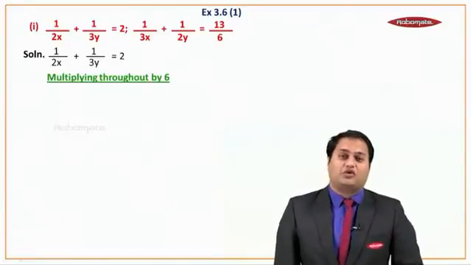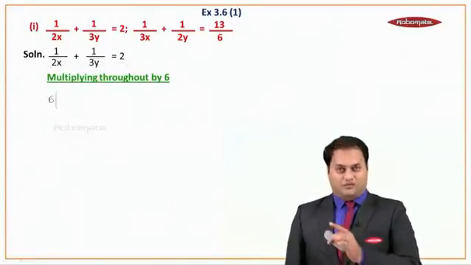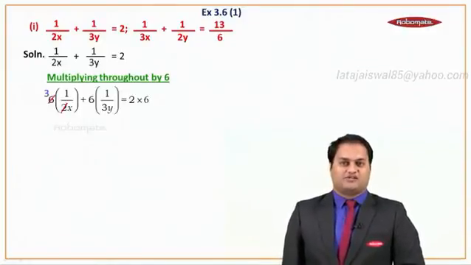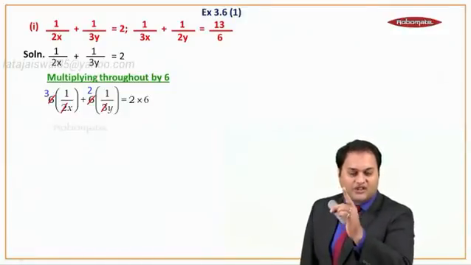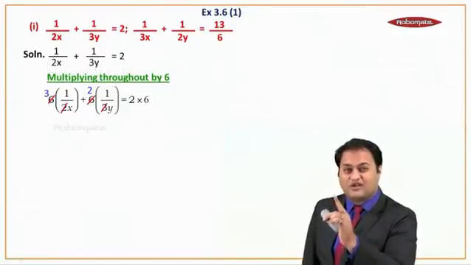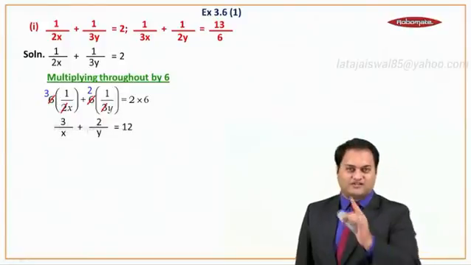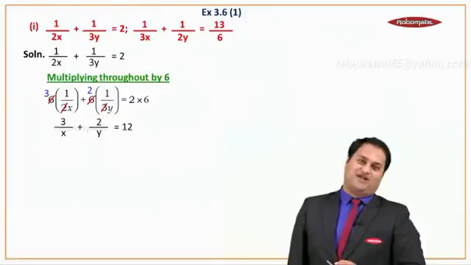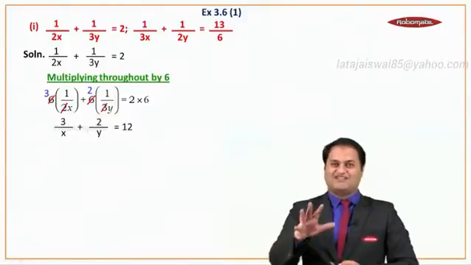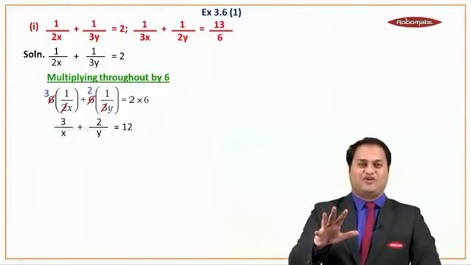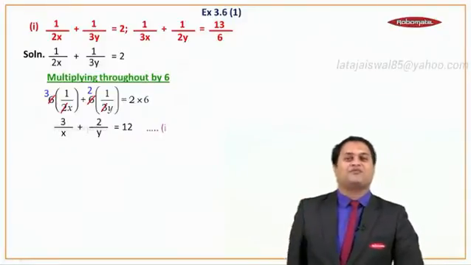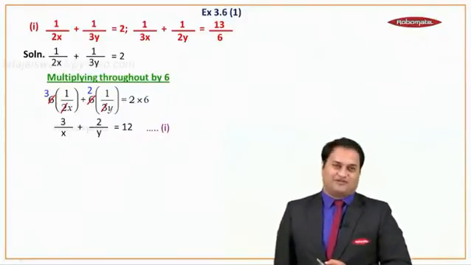Now when you multiply throughout by 6, multiply every term by 6, what happens? 2 3s are 6, 3 2s are 6. What remains? 3 into 1 upon x. What is 3 into 1 upon x? It is 3 upon x. 2 into 1 upon y is 2 upon y is equal to 12. Now this equation looks something similar to what we have already done, right? Variables in the denominator module. Let this be equation number 1.